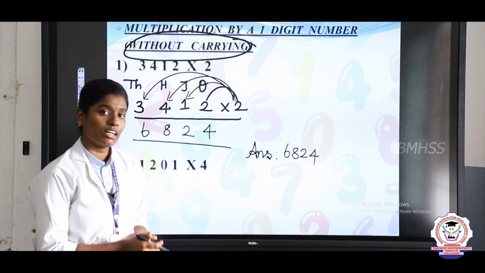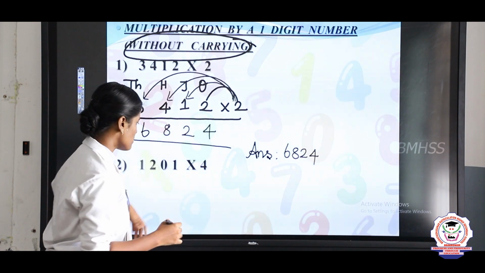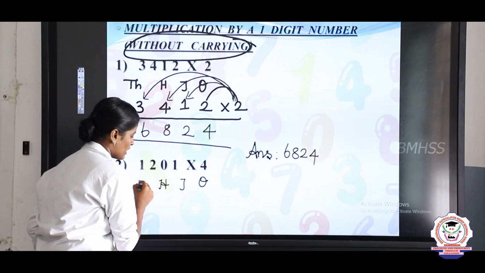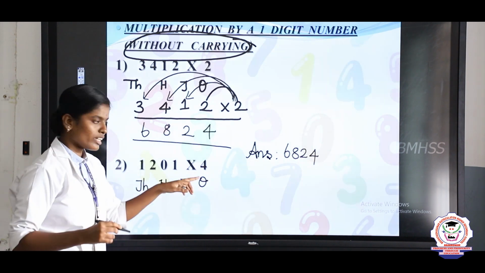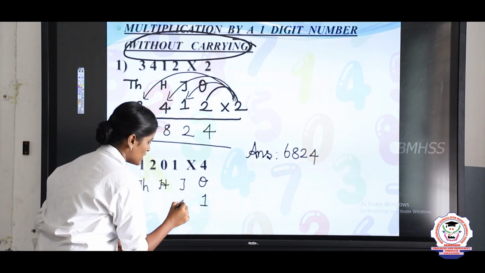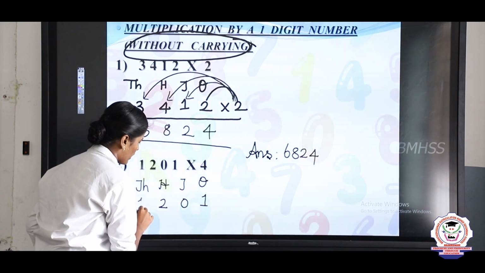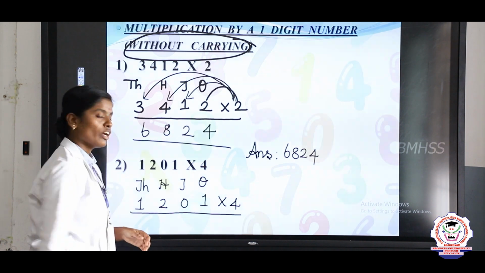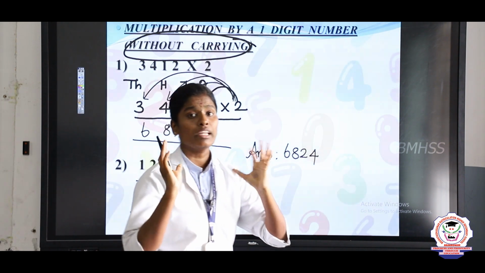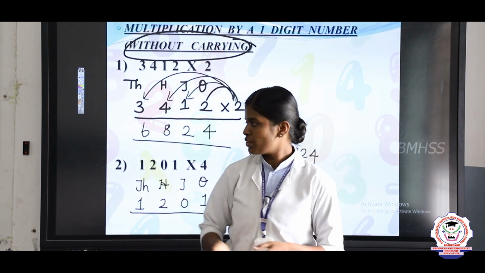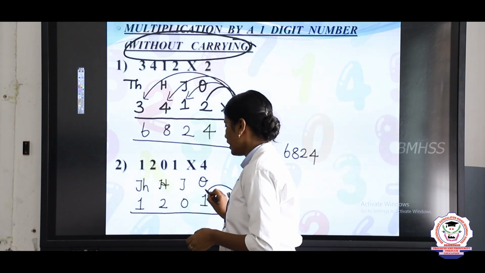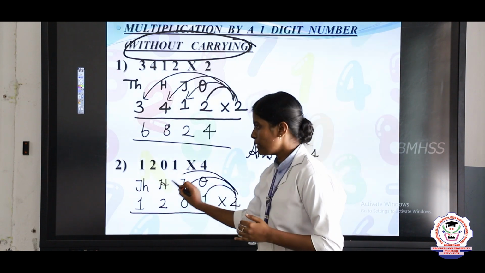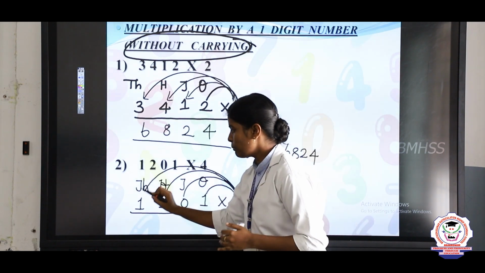Next we will have another example. Now first we will write the place values, right. So what is the first place value? Ones, tens, hundreds, 1000. Now you take and arrange the number 1, 0, 2, 1. Then the multiplier is 4. Now you take 4 and multiply by the multiplicand values. So take 4 and multiply by 1, and 4 by 0. Finally take 4 multiply by 2, and 4 multiply by 1.